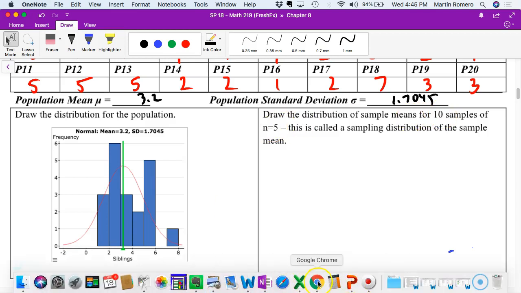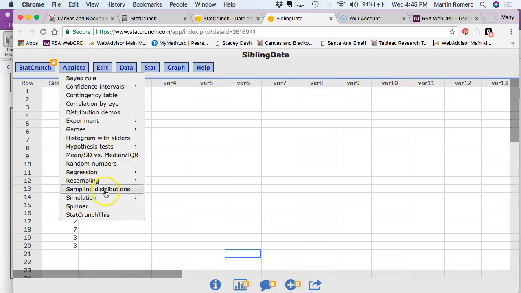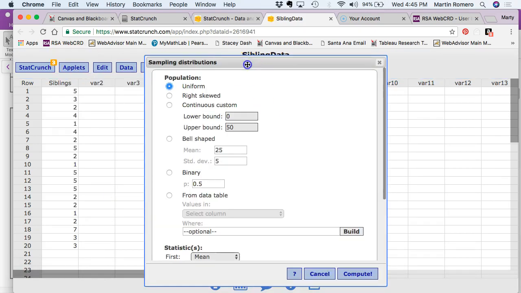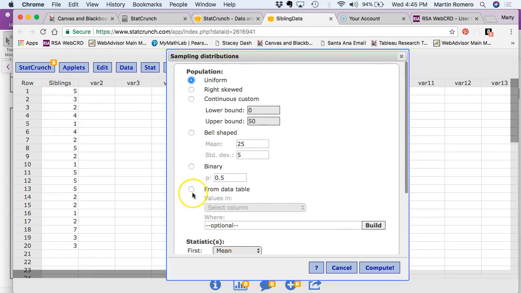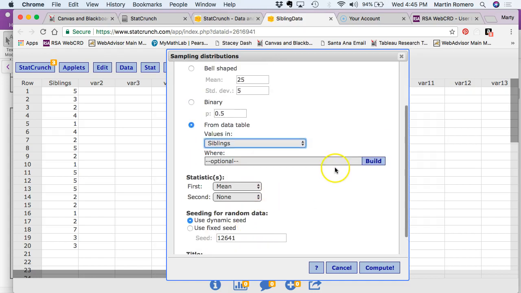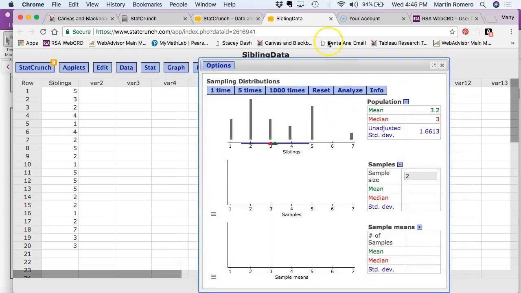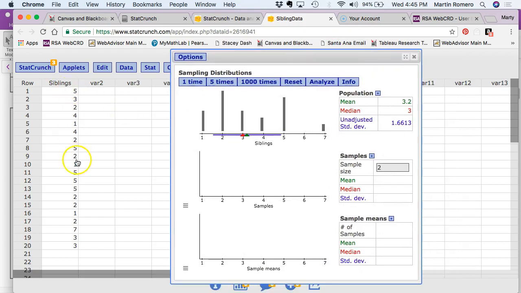So we're going to let StatCrunch do that for us. There's an application that can do sampling distributions. I'm going to use the sibling data that we have here from the data table, and we're going to calculate the mean. And so what we want to do here is run a simulation. It's going to choose 10 samples from this, of sample size 5.